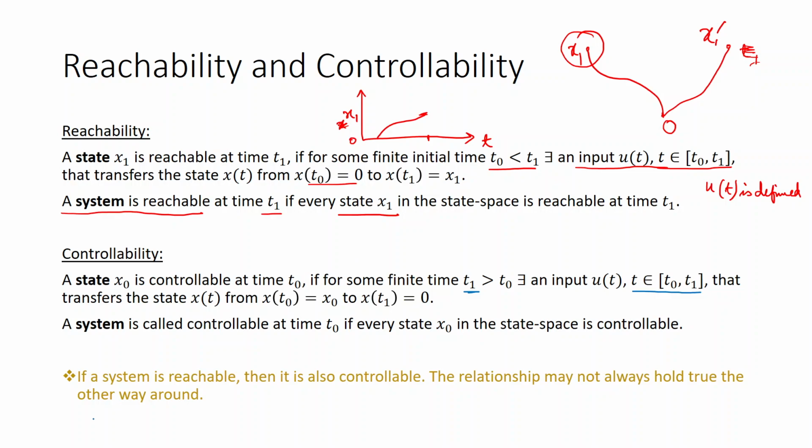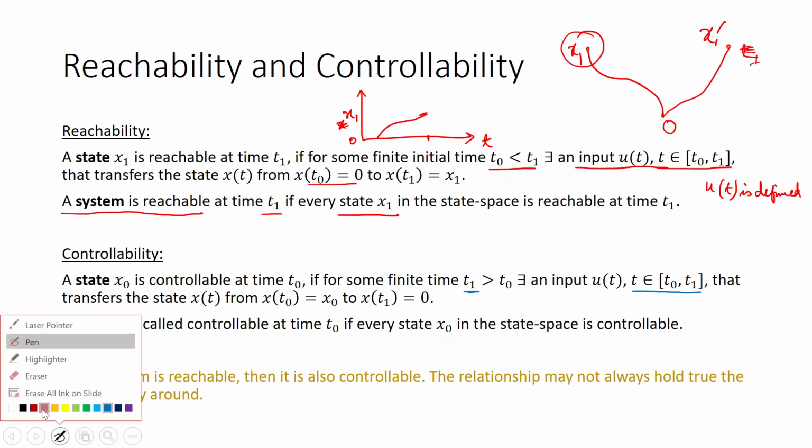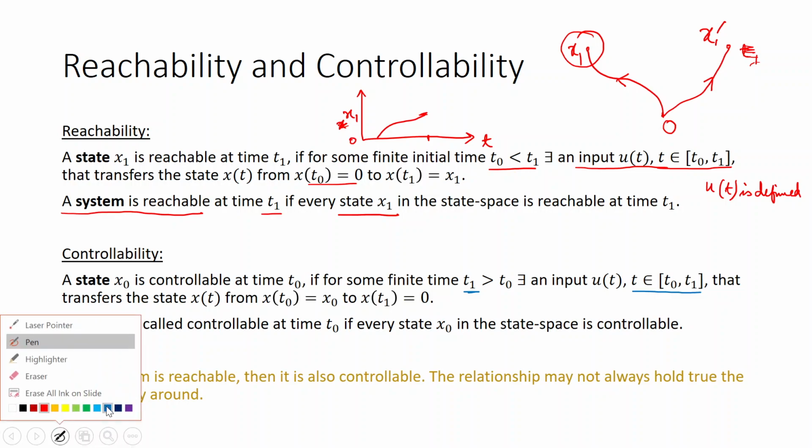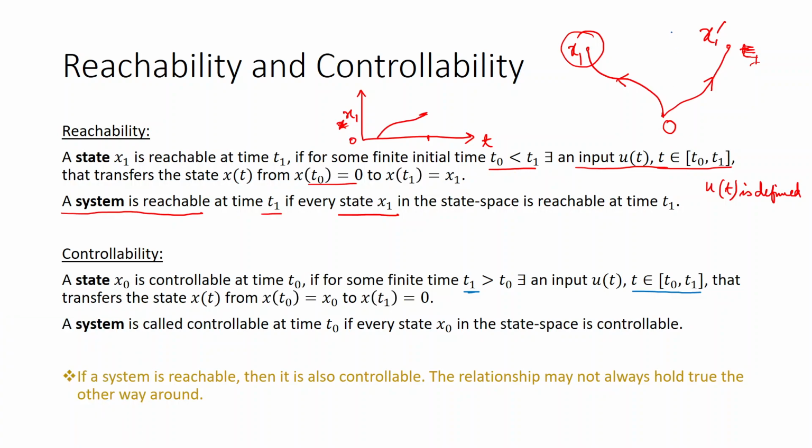So previously you are moving in this direction from 0 to another state. For controllability, you are moving from another state to 0 in this direction. This may be from some other state, you can also try to check.